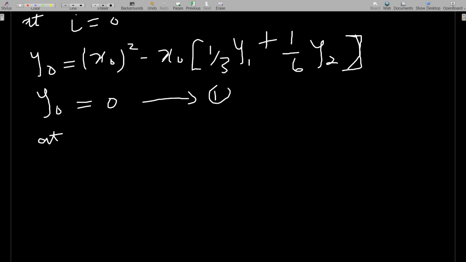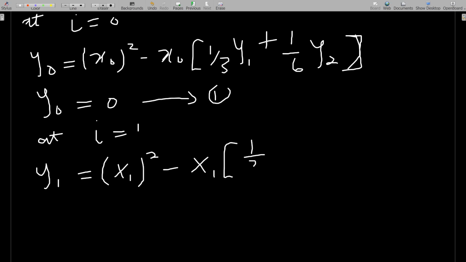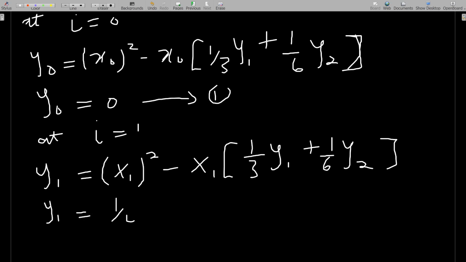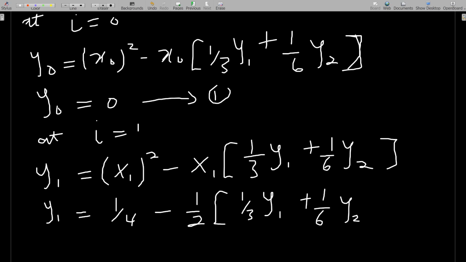Then at i equals 1, we have y1 being equal to x1 squared, okay, minus x1 into 1 over 3 y1 plus 1 over 6 y2. Now what is x1? x1 is half, okay, so I have y1 equals 1 over 4, half squared is 1 over 4, minus 1 over 2 into 1 over 3 y1 plus 1 over 6 y2. So let me continue from here.